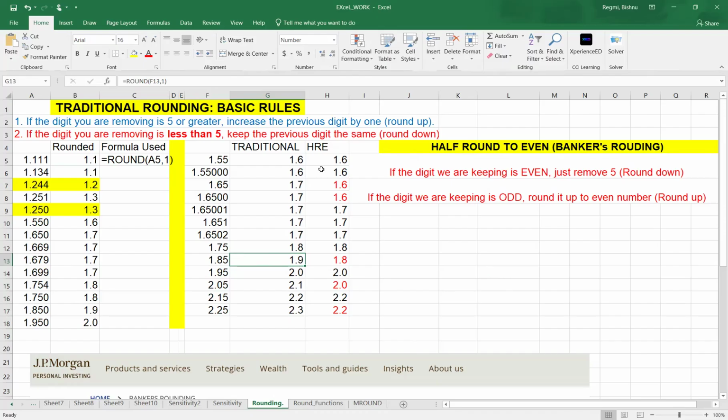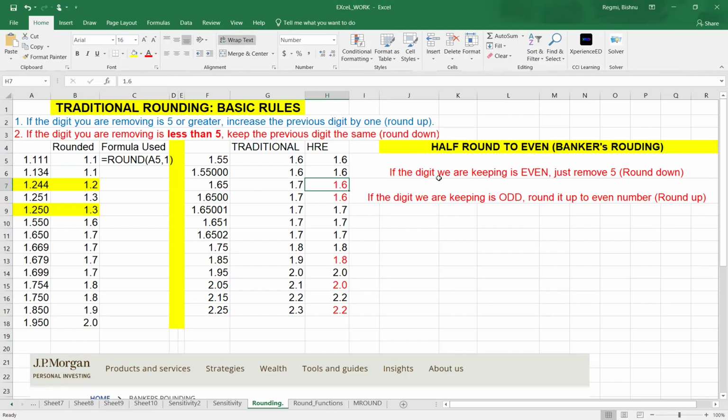In round half to even, if the digit we are keeping is even, just remove the 5, that means round down. Here, let's see this example. I have the value 1.65. I want to round to one decimal place. The traditional method will give 1.7, that is round up, but the half round to even method gives 1.6.